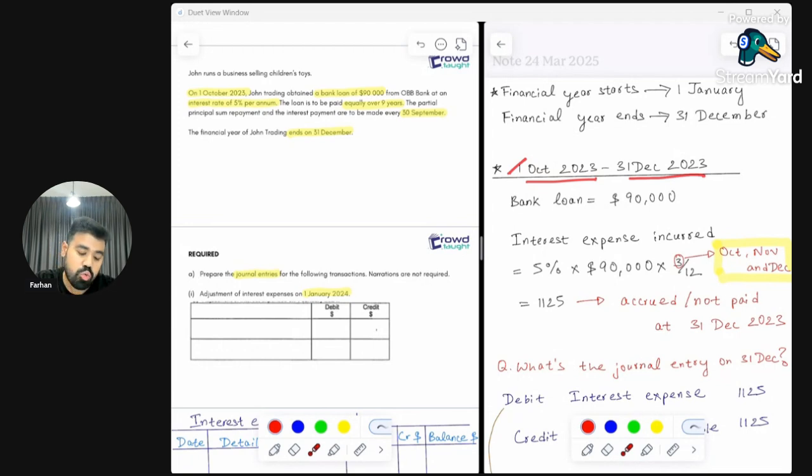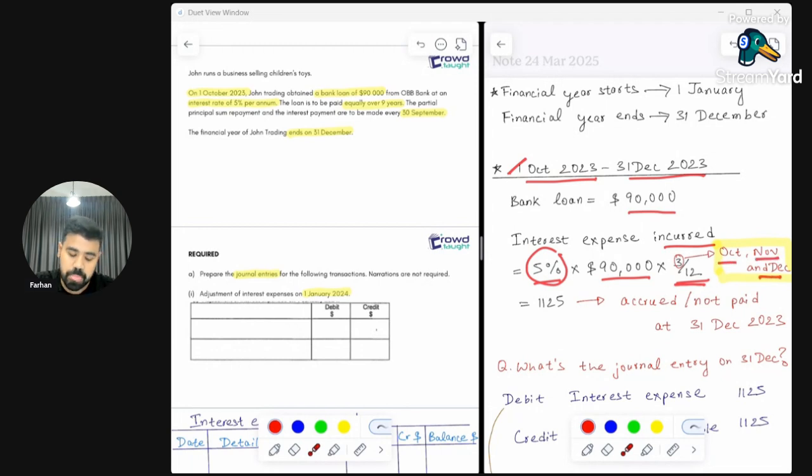We know we have taken a bank loan of $90,000 and the interest expense that we have incurred during these 3 months of October, November, and December is calculated by using the given rate of 5% and multiplying it with the bank loan amount of $90,000 and then further multiplying with 3 over 12. Why are we multiplying with 3 over 12? Because the 5% in itself is an annualized rate. This rate is valid for 12 months. So when we multiply by 3 over 12, we are actually converting our answer into a 3-month value. And these 3 months are referring to the months of October, November, and December.